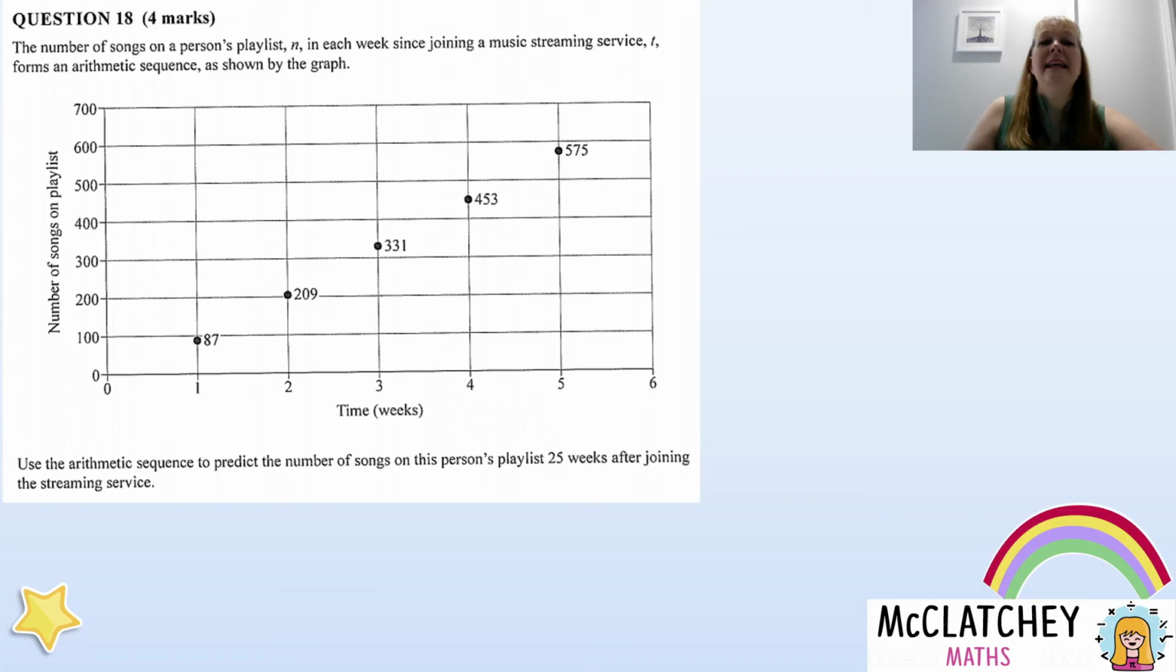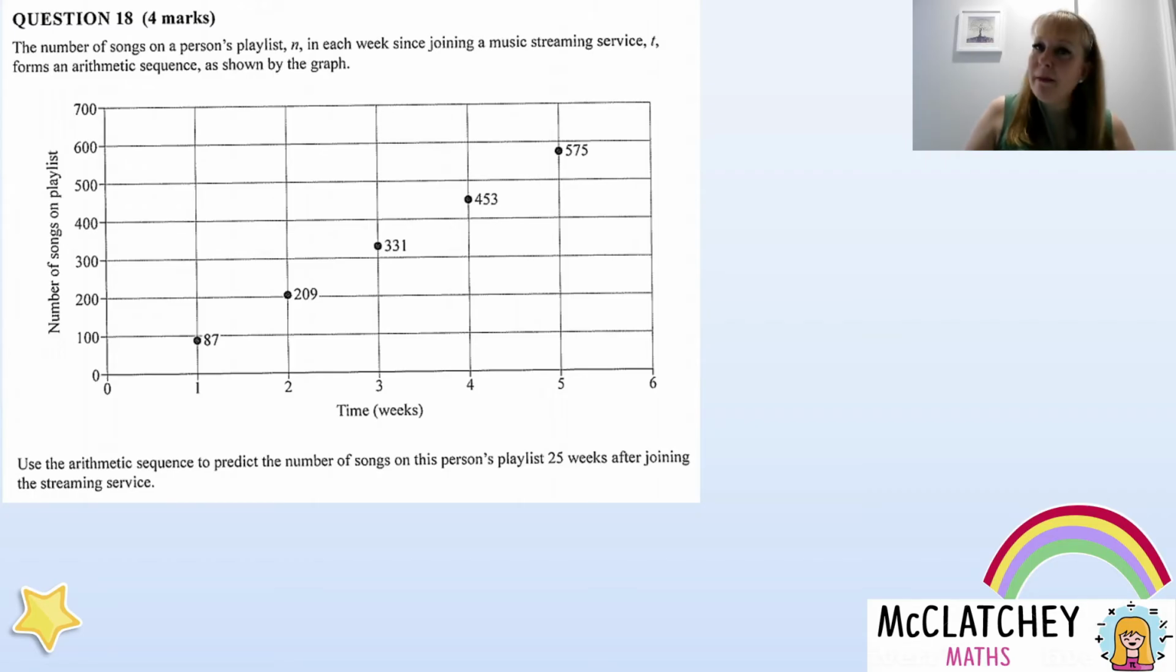Next question is another sequences question, but it's short answer and it's worth 4 marks. So we know we need to show all of our working. The number of songs on a person's playlist n in each week since joining a music streaming service, Tn, forms an arithmetic sequence as shown by the graph. What do we know about arithmetic sequences? Well, we know firstly that when they're graphed they form a straight line, and another thing we know is that they go up by the same or down by the same amount each time, and we call that d, the common difference. So we're going to use this arithmetic sequence to predict the number of songs in week 25 after they've joined the streaming service.